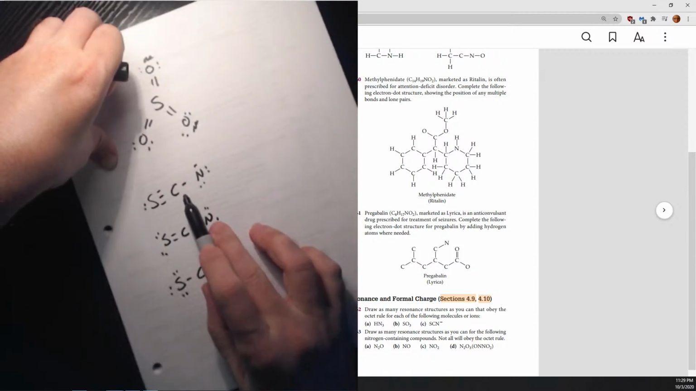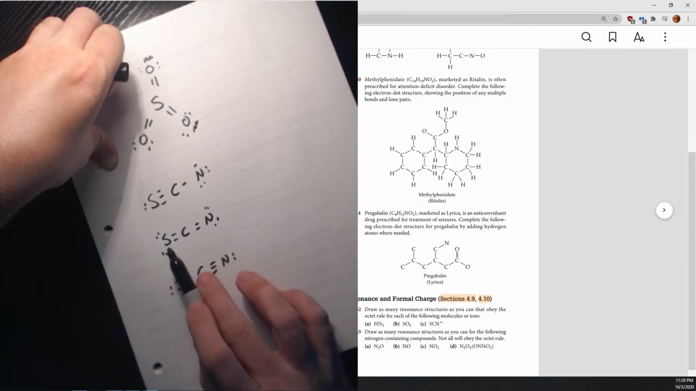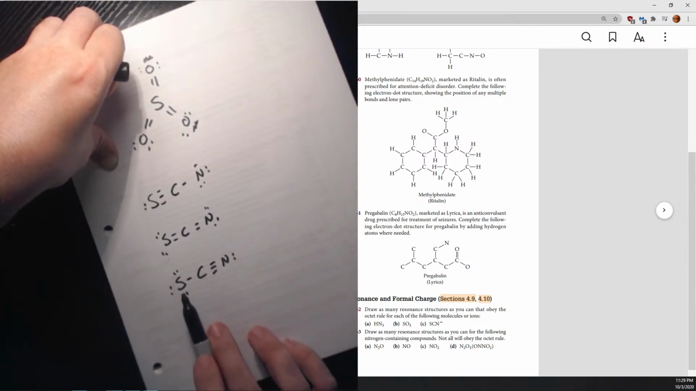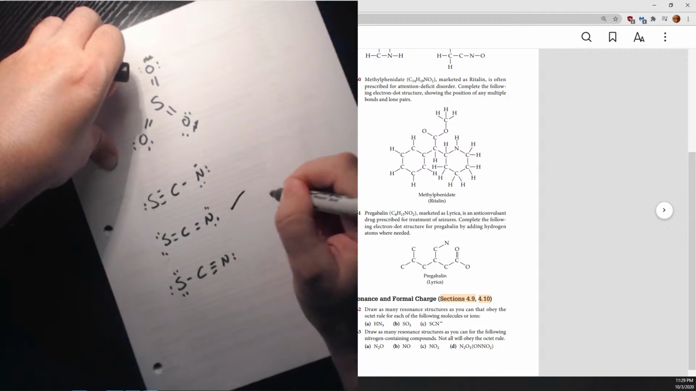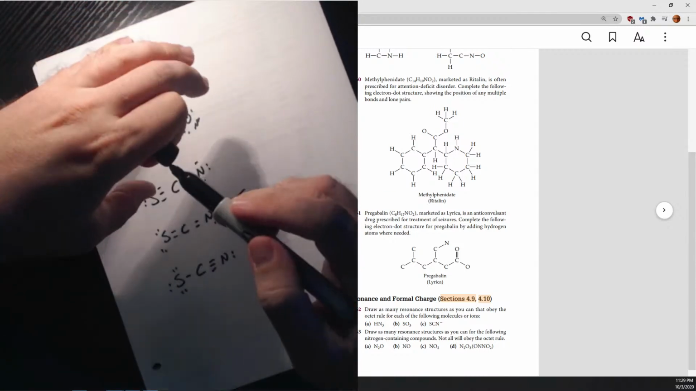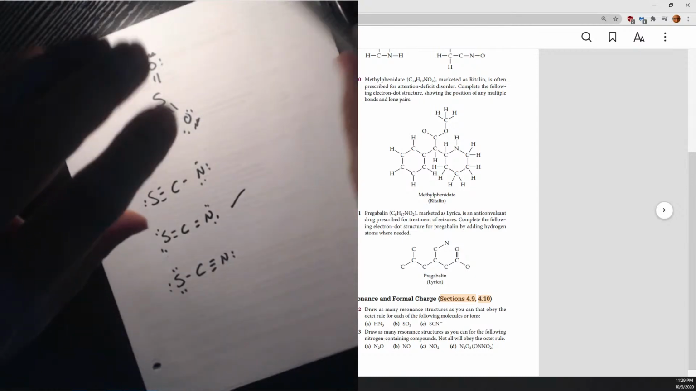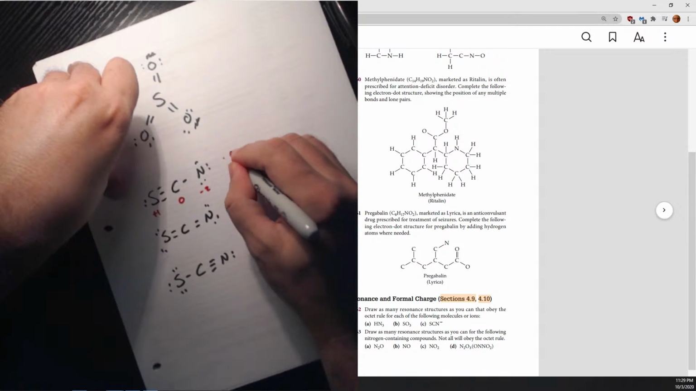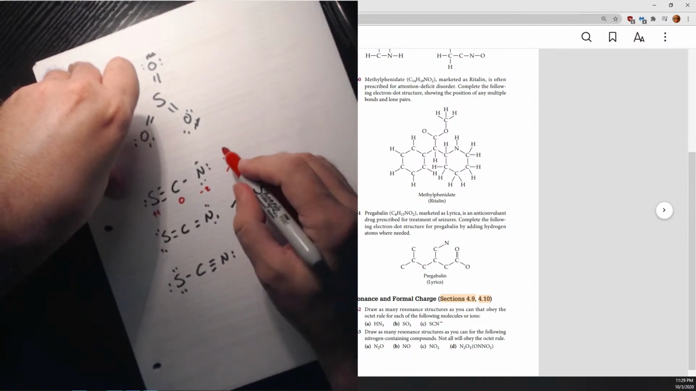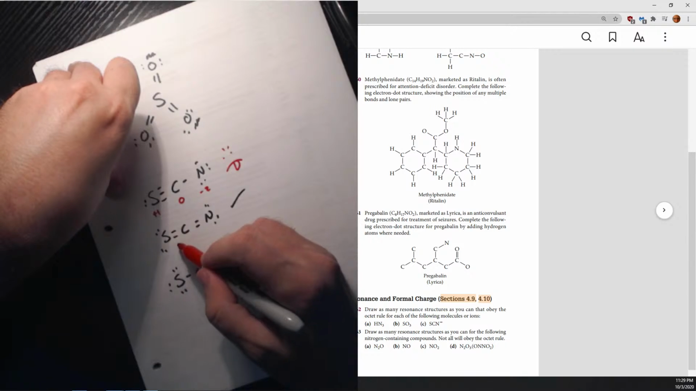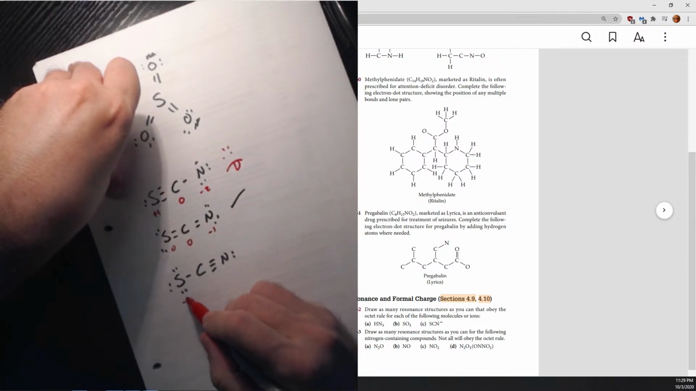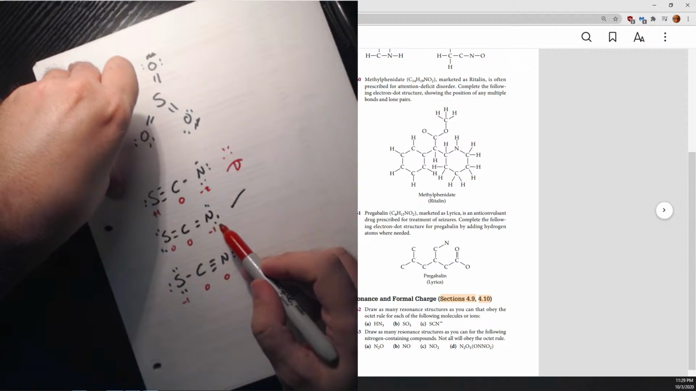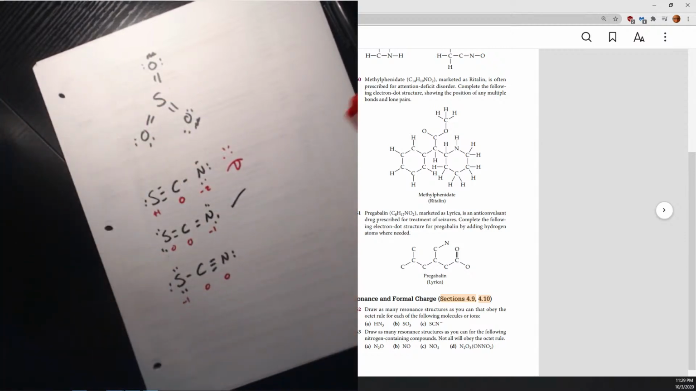Let's see. +1, 0, -2, 0, 0, -1, -1, 0, 0. This one is the preferred one, if you're looking at formal charges. Because +1, 0, -2, ew. This one is 0, 0, -1. This one's -1, 0, 0. And nitrogen is more electronegative than sulfur, so nitrogen is going to be the one with the negative formal charge.